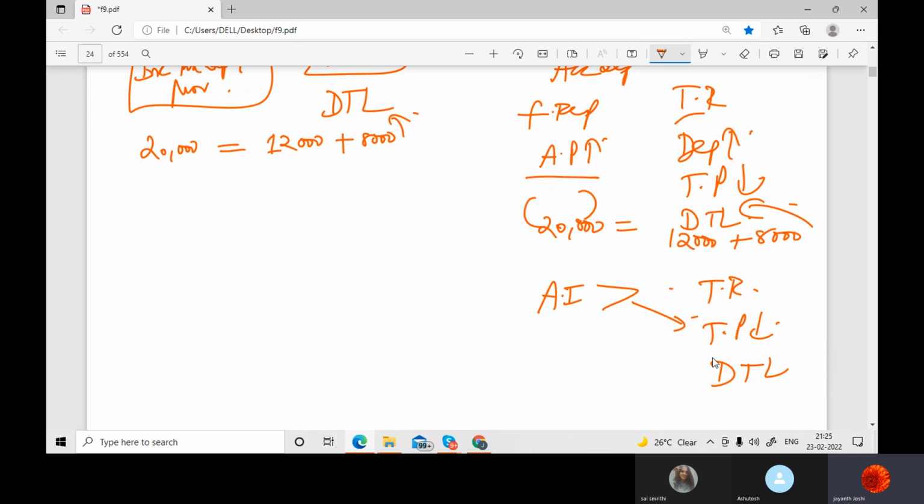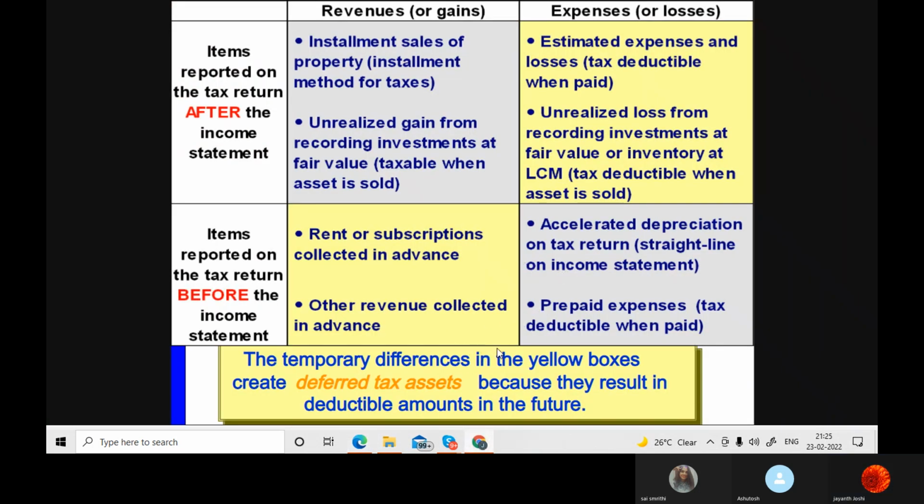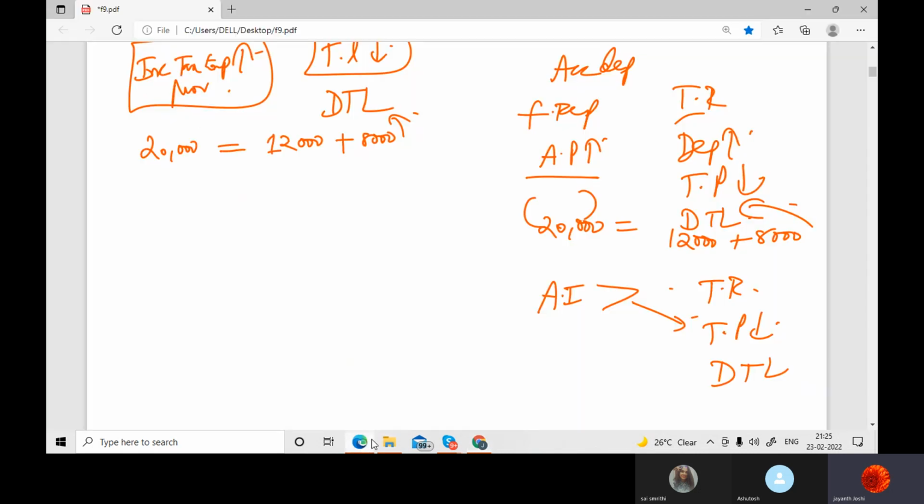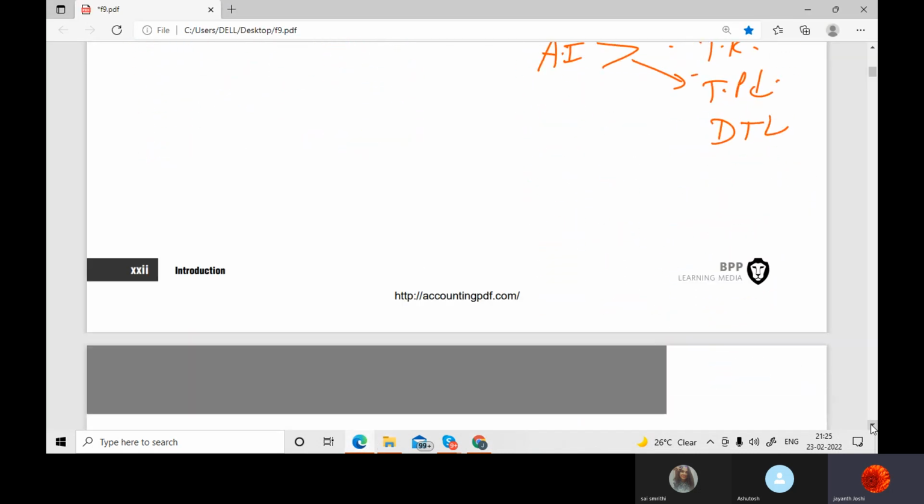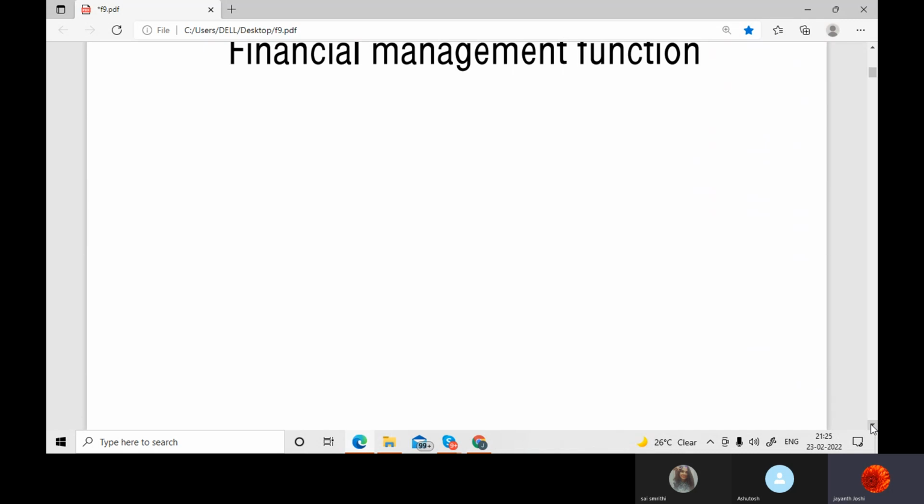Now let's talk about the deferred tax asset. We will speak about the yellow boxes. So we'll discuss the temporary differences in the yellow boxes now. Rent or subscription collected in advance. So we'll see income received in advance. How would you record that?